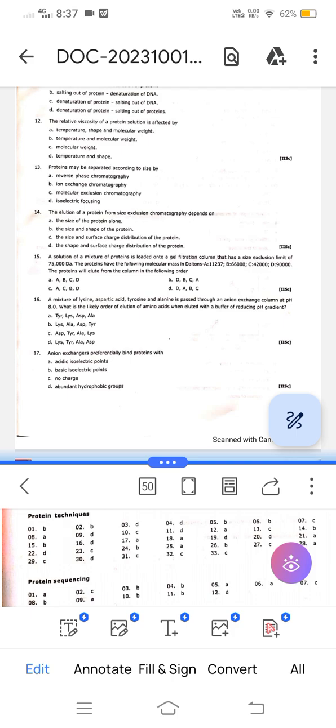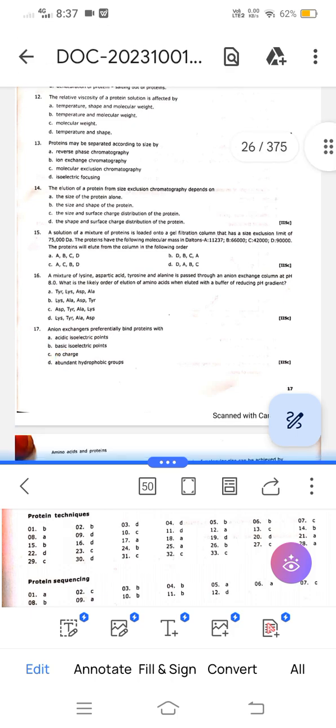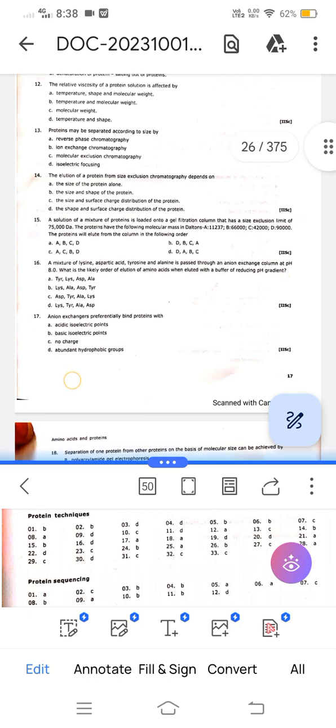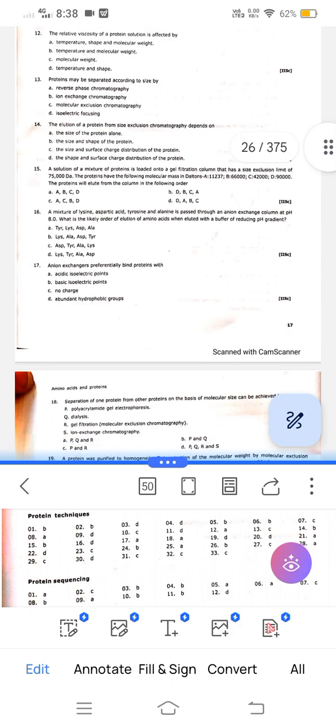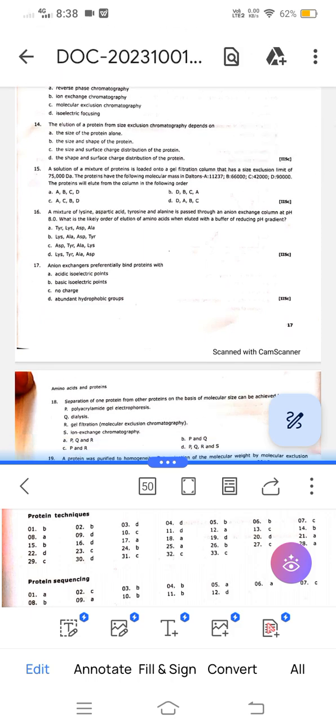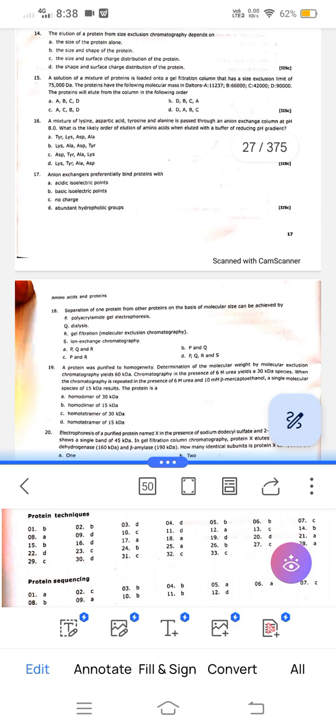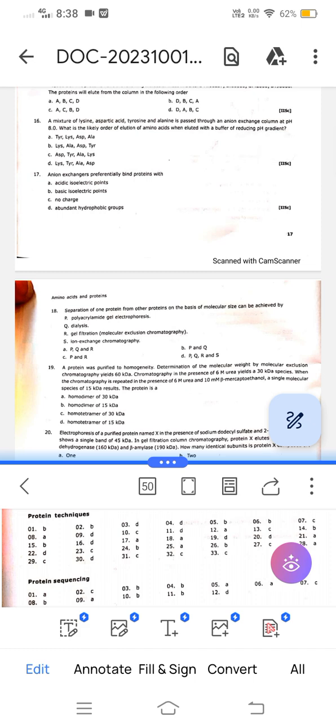Nothing special about that. Then a mixture of lysine, aspartic acid, tyrosine, and alanine is passed through an anion exchange column at pH 8. What is the likely order of elution of amino acids when eluted with a buffer of reducing pH gradient? 16 D. Lysine, tyrosine, alanine, aspartate. Anion exchangers preferentially bind proteins with 17. Correct answer is found to be A.